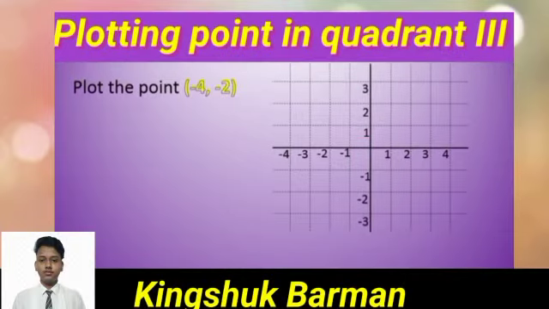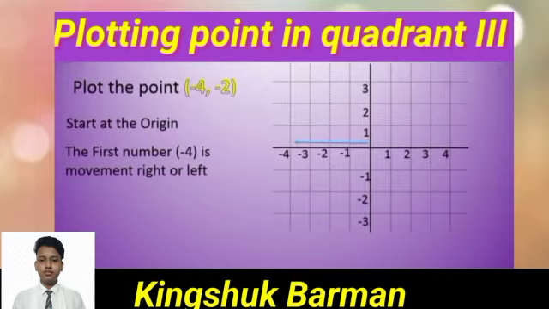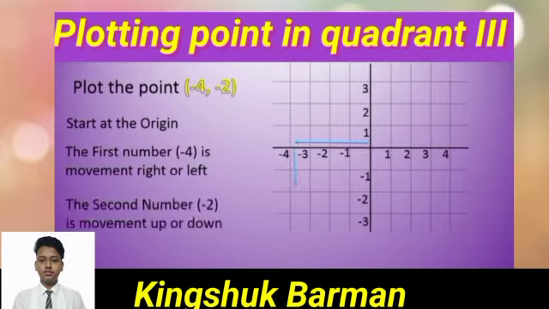Now let's plot a point in the third quadrant. Say we take the point -4, -2. Now to plot -4, -2, I start at the origin. The first number -4 shows me my movement right or left. Because it is -4, I am going to move to the left. The second number, -2, shows me my movement up or down. Because it is -2, I am going to move downwards from the x-axis. So the point -4, -2 would be located right there.